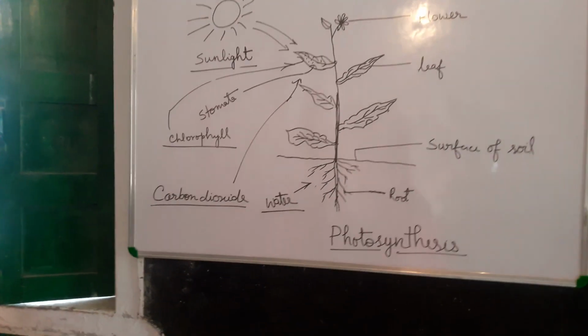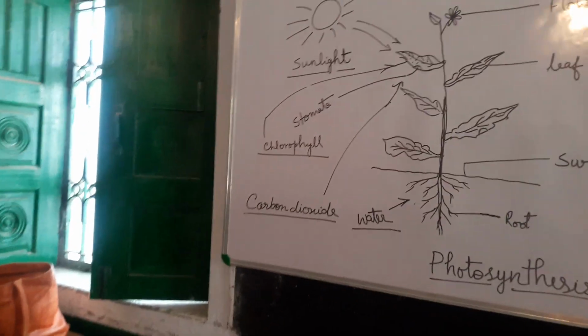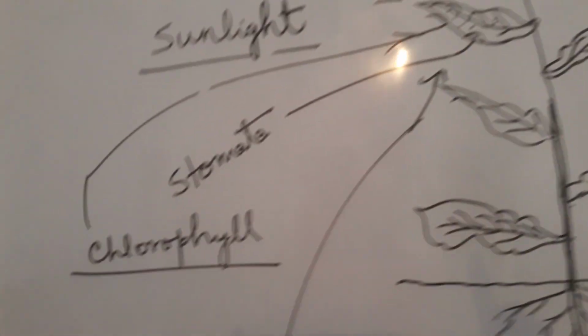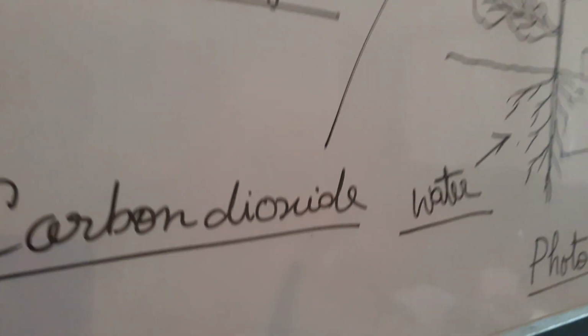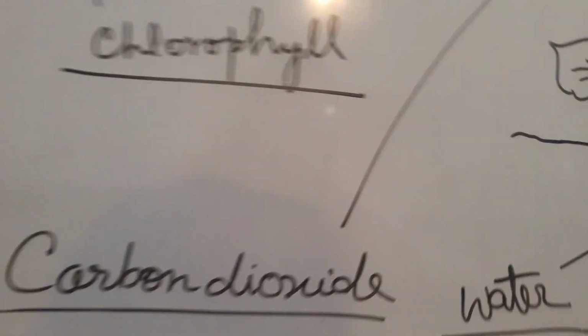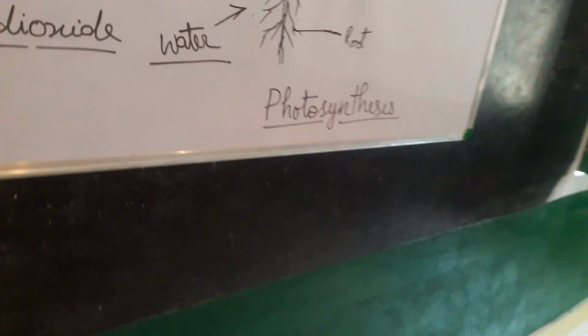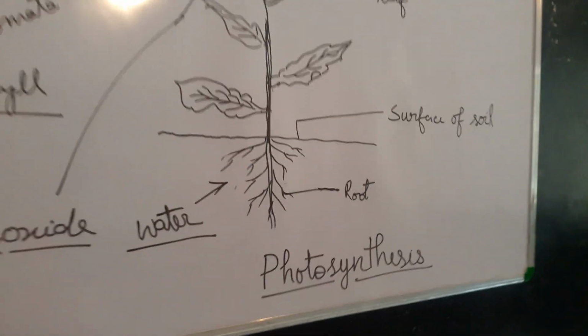In the presence of sunlight, chlorophyll is present in the leaf, and stomata are present on the lower surface of the leaf. And the plant absorbs water from the root and atmospheric carbon dioxide to make its food, and this process is called photosynthesis. Okay.